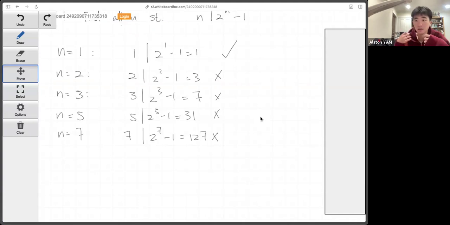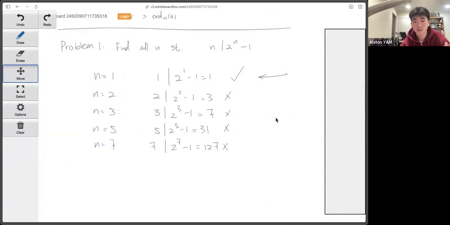You can never find another solution for n. So now you might start to think, well, maybe this is the only solution, right? Maybe this is the only solution that is possible. So then what is so special about this number 1? What is so special about 1 that makes it the only solution?